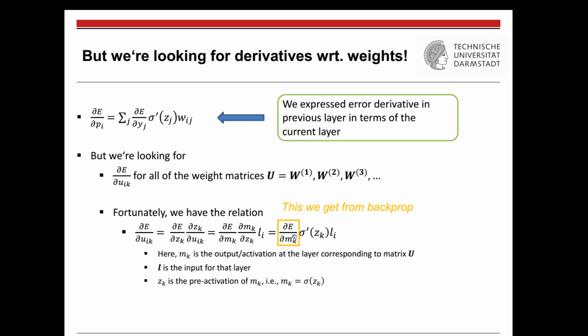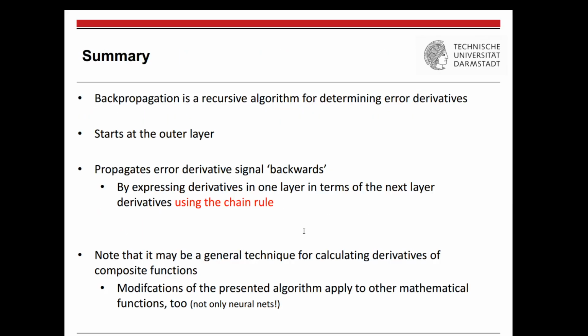This is what we get from backpropagation. This is what we get from forward propagation. This is the pre-activation, and this is some activation. We get this in the first part of the backpropagation algorithm, in the forward propagation step. And we know what the derivative of the loss function is, because we know what form the loss function has, so we can always calculate its derivative. And this concludes the backpropagation algorithm.